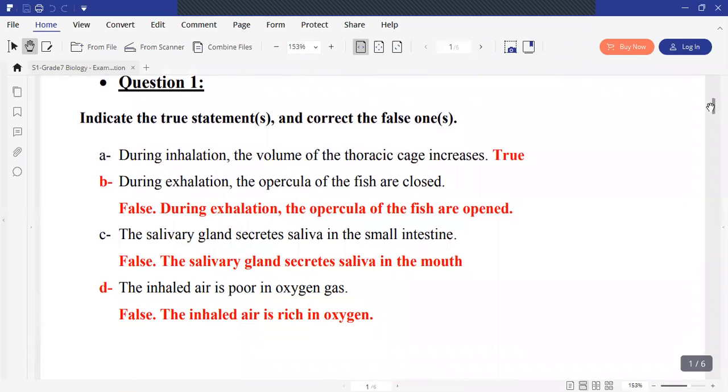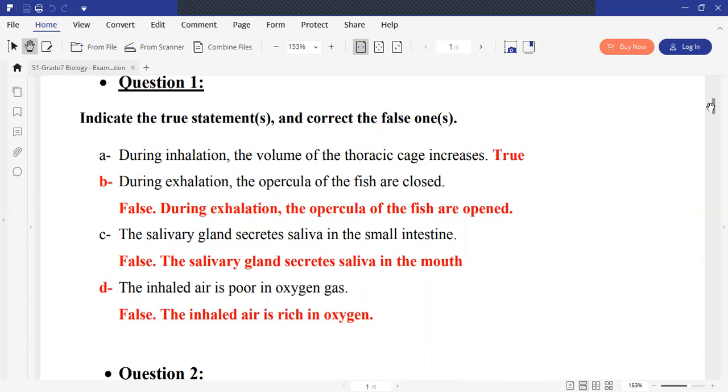They say indicate the true statement or statements and correct the false one or ones. If it's true, simply you can say true. If it's false, you have to say false and you have to correct it in a complete answer. During inhalation, the volume of the thoracic cage increases. This is true. During exhalation, the operculum of the fish is closed. This is false. During exhalation, the operculum of the fish is open.